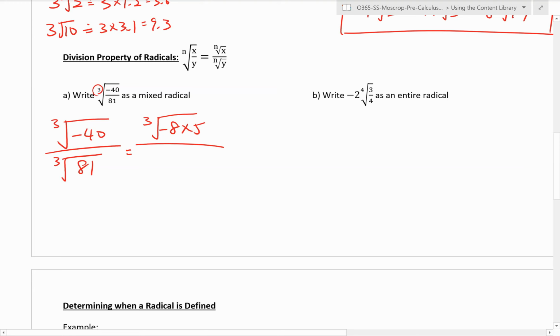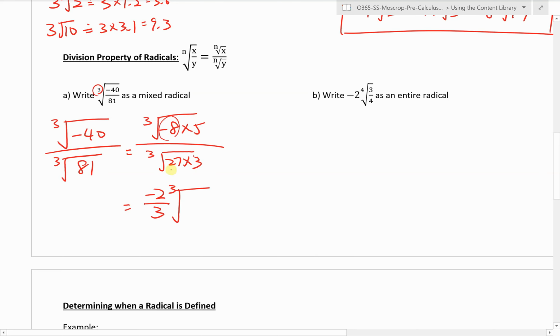Which is negative 2. 81, that is the same as 27 times 3. Okay, so the cube root of 27 is 3, so that's why I put 27 there. Then I have the cube root of negative 8, which is negative 2, and then the cube root of 27, which is 3. And I still have the cube root.